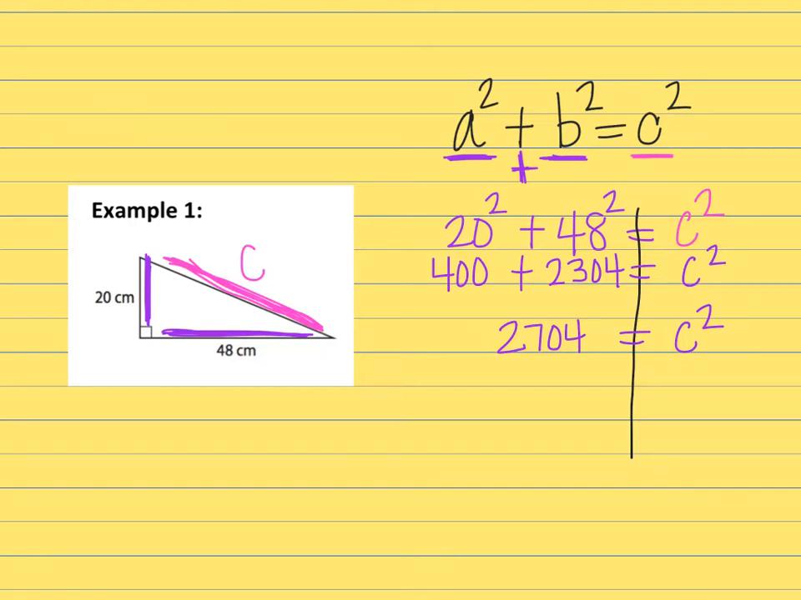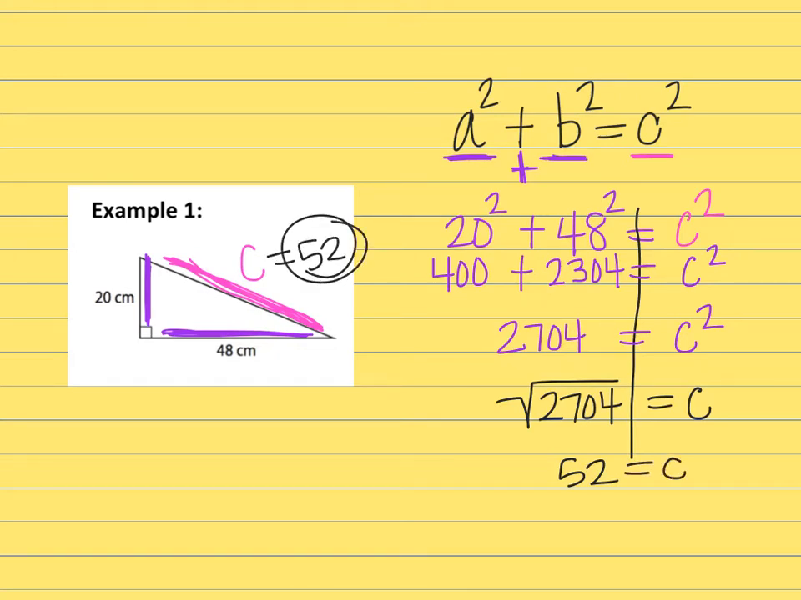If you need to know how long just one line of that square, or one side, is, you're going to do the square root of 2,704. That's going to tell you how much the side is, and that would be 52. So now I know the length of this missing side is 52.